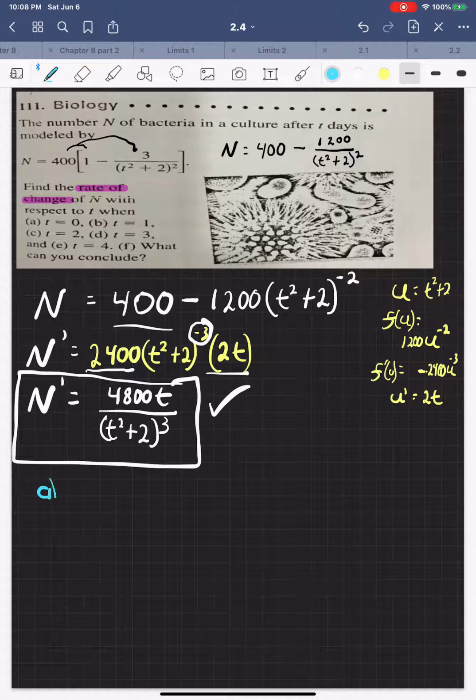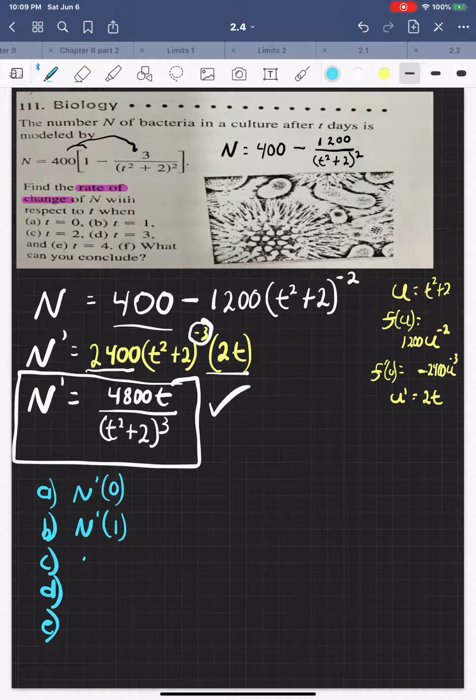So A, B, C, D, E. This is just plugging in a time into the derivative. So this is, I'll write it as N instead of F. So this is N prime of 0, N prime of 1, N prime of 2, N prime of 3, and N prime of 4.